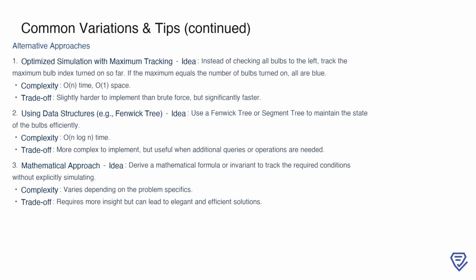Another option is to use advanced data structures like a Fenwick tree or segment tree. These structures allow you to maintain the state of the bulbs efficiently and can handle additional queries if needed. However, they come with added implementation complexity and operate at O(n log n) time. Finally, a mathematical approach might be possible, where you derive an invariant or formula to track the required conditions without explicit simulation. While this method can lead to elegant solutions, it requires deeper insight into the problem's structure and may not always be straightforward to discover.